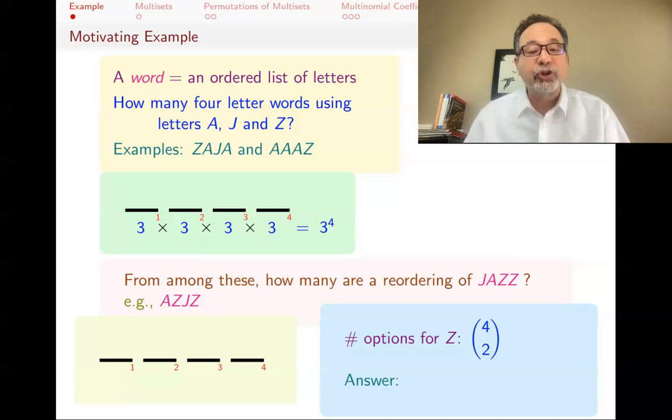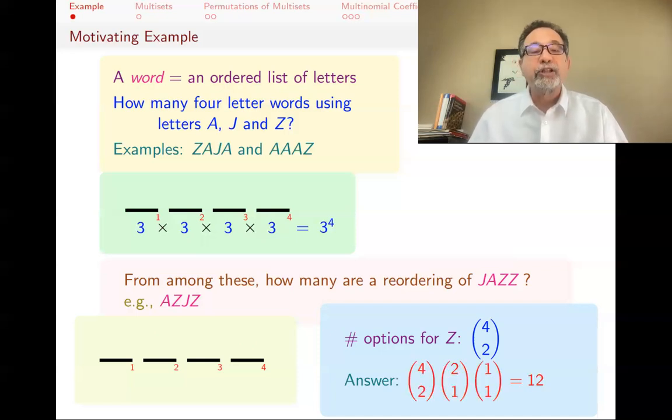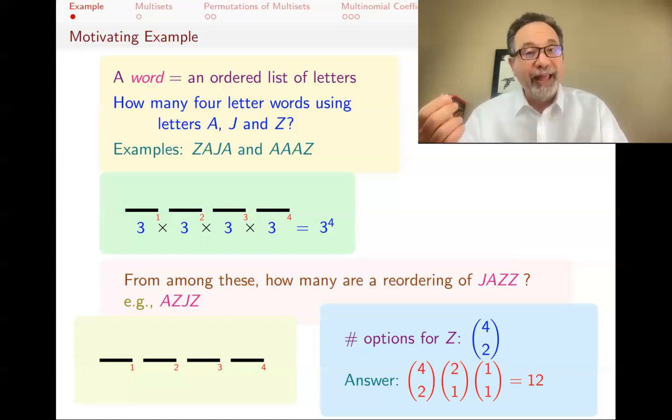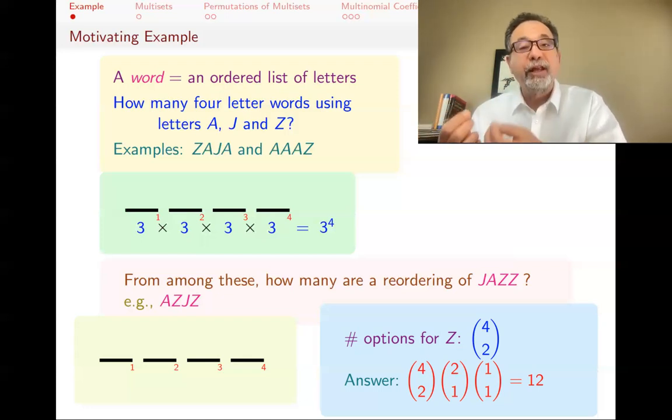And so the final answer is going to be 4 choose 2 times 2 choose 1 times 1 choose 1 equals 12. So 4 choose 2 is the number of ways I can place the Z's. After I've decided where the Z's go, out of the remaining 2, I pick 1 for A, and then there's 1 left, and out of that 1, I pick the 1 for J.